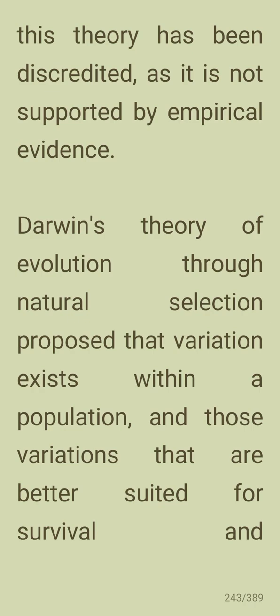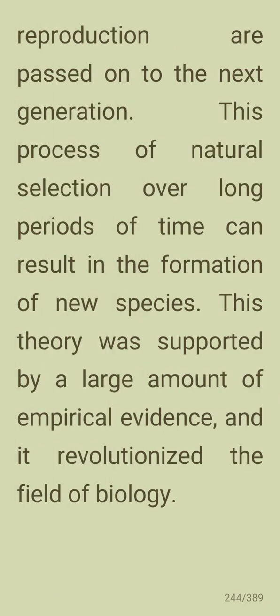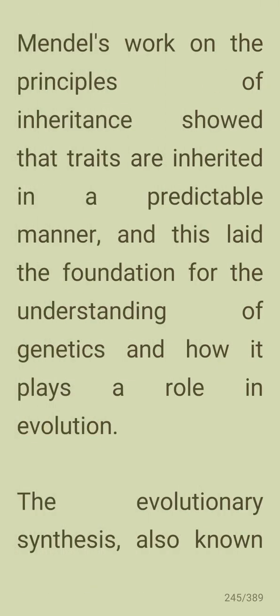Then, Darwin's theory of evolution through natural selection proposed that variation exists within a population and those variations that are better suited for survival and reproduction are passed on to the next generation. This process of natural selection over long periods of time can result in the formation of new species. This theory was supported by a large amount of empirical evidence and it revolutionized the field of biology.